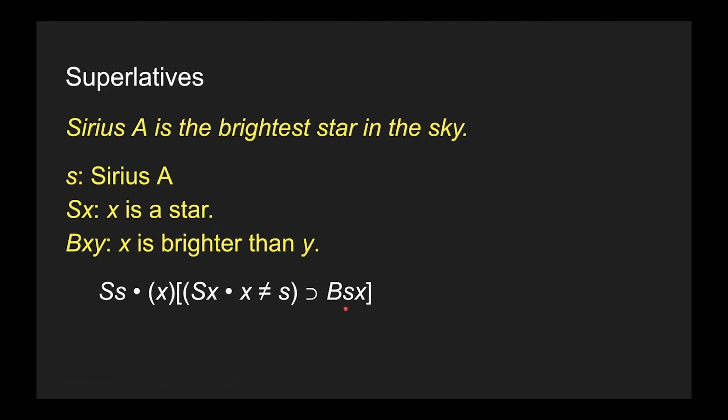And again, the first constant refers to Sirius A. So Sirius A is brighter than X. In other words, Sirius A is brighter than everything we've defined here, which is stars that are not identical to Sirius A. So this is how you handle superlatives. But again, it hinges on being able to define not just the object that we're talking about, but a group that excludes the one object that we're talking about. And that's what's going on here, stars that are not identical to Sirius A.